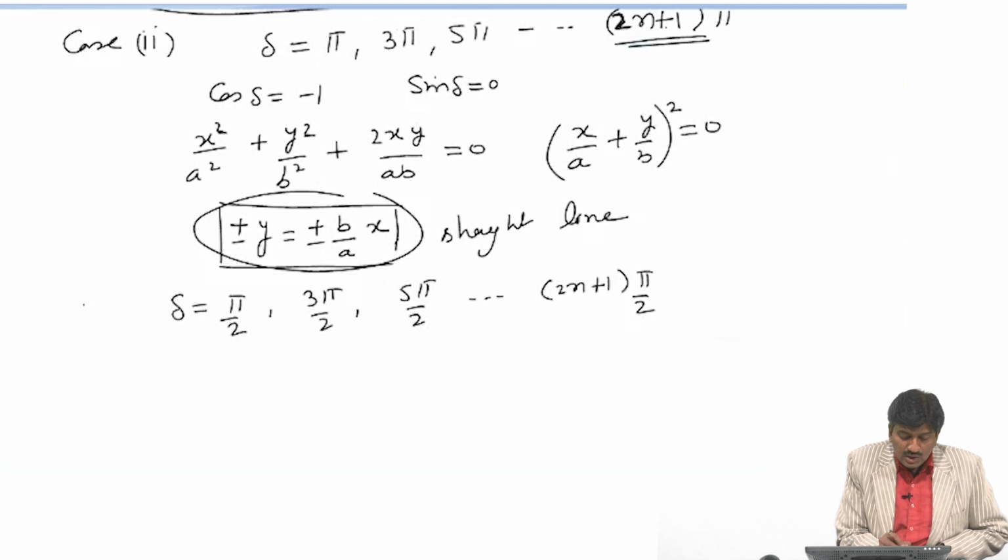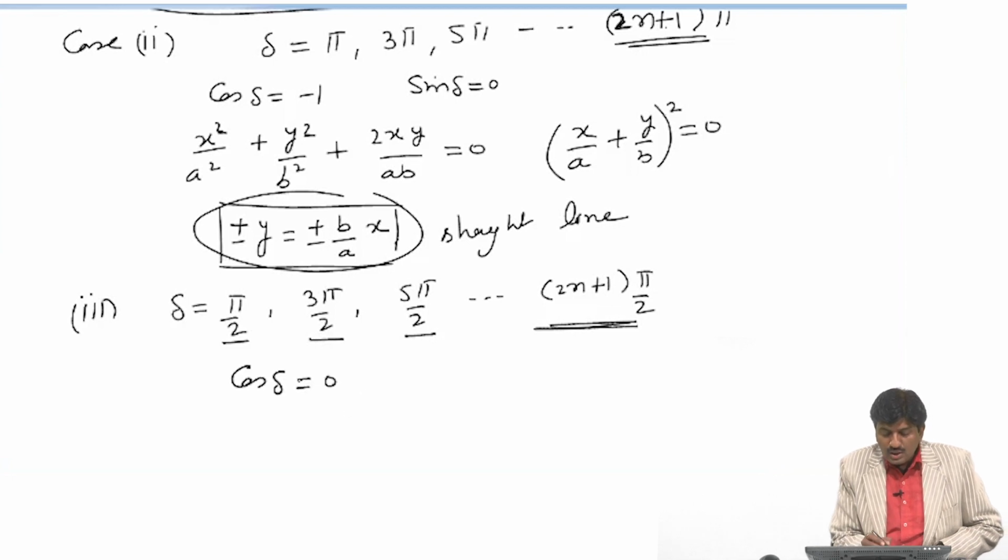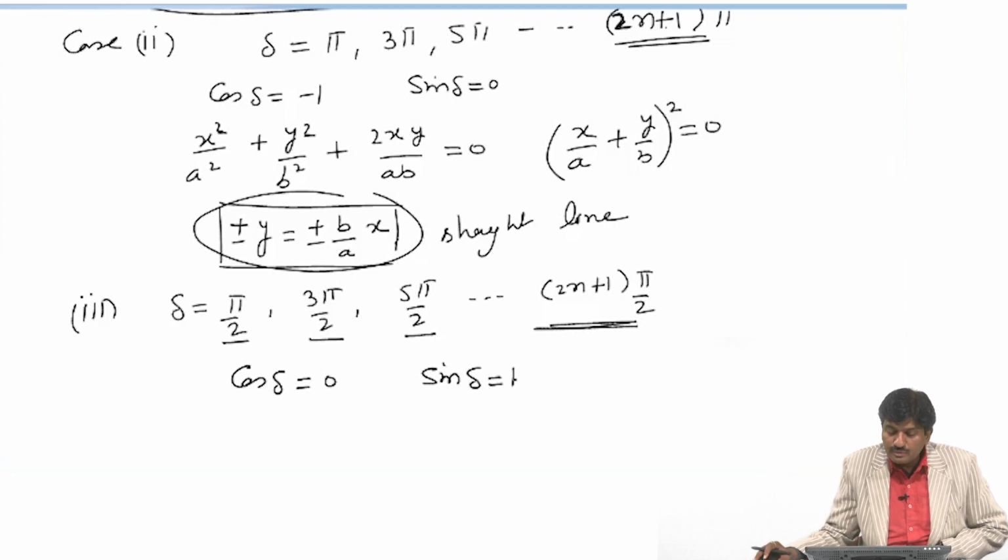Now, this is case third, in which we are discussing that the phase difference between E ray and O ray is pi by 2, 3 pi by 2, 5 pi by 2 or twice n plus 1 pi by 2. In this case, cos delta is 0, as cos pi by 2, cos 3 pi by 2 is equal to 0, and sin delta is equal to 1.